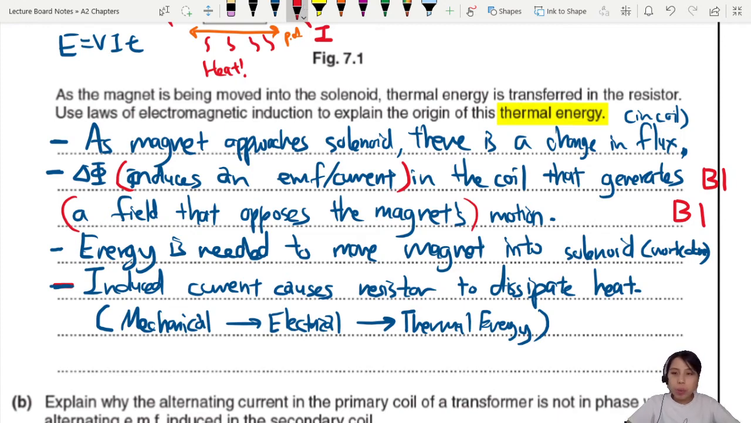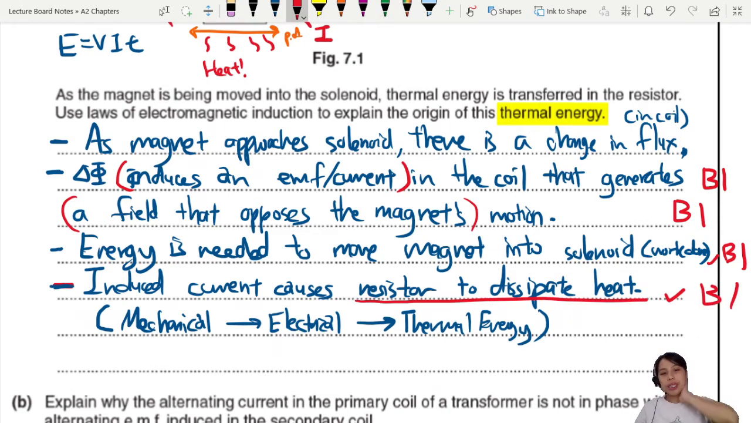So you talk about the idea of work done. That's this one here. Lastly, you talk about energy conversion. So you did work to push the magnet. It became electrical. Electrical became heat. So this is the last part. Resistor dissipates heat. There we go.